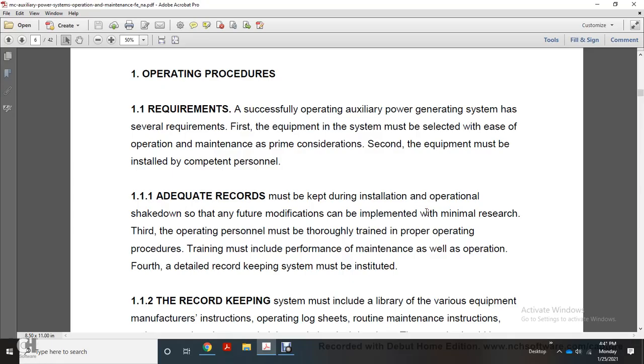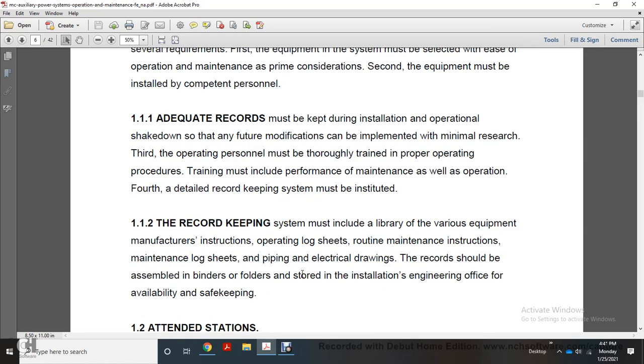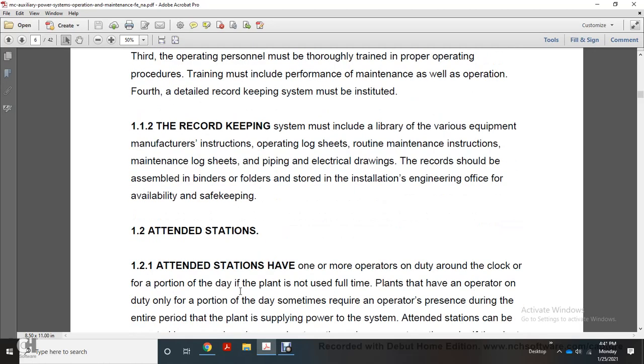If any future modifications are implemented, minimal research is needed. The operational personnel must be thoroughly trained in proper operating procedures. Training must include performance of the maintenance as well as operation. Fourth, a detailed record keeping system must be instituted. 1-1-2. Record keeping. The record keeping must include a library of the various equipment manufacturers' instructions, operating log sheets, routine maintenance instructions, maintenance log sheets, and piping and electrical diagrams. The records should be assembled within binders or folders stored in the installation engineering office for availability and safekeeping.